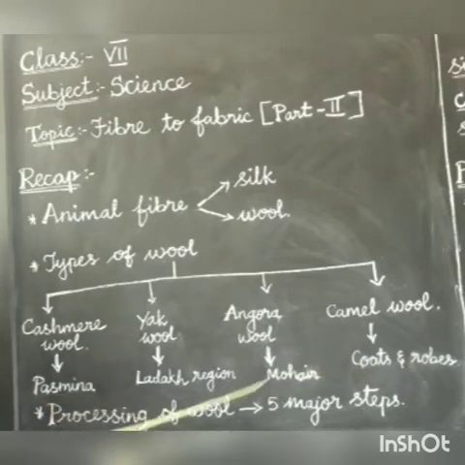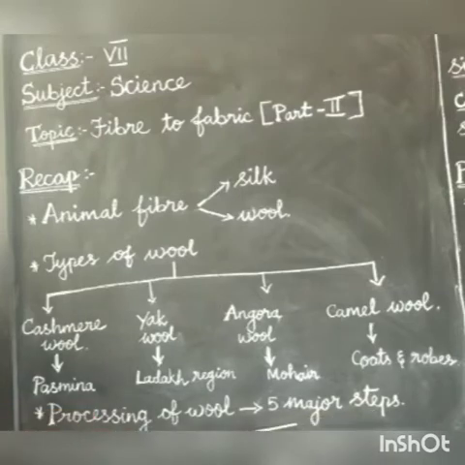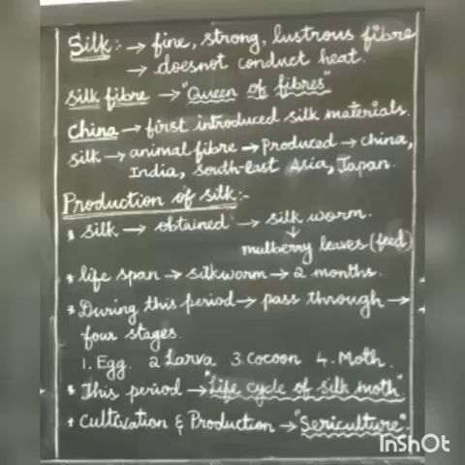Next we see wool processing. There are 5 major steps to be followed in the processing of wool. That is shearing, washing, rowing, carding and spinning. All that we already finished in the previous class. Now we are going to learn about silk.